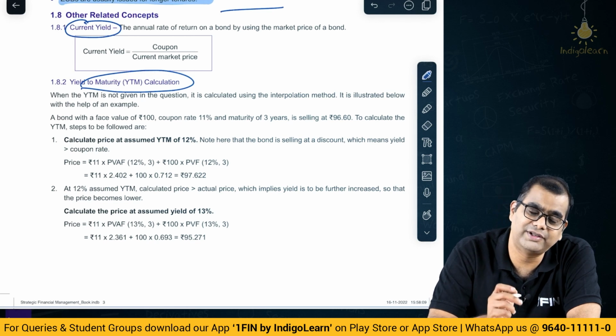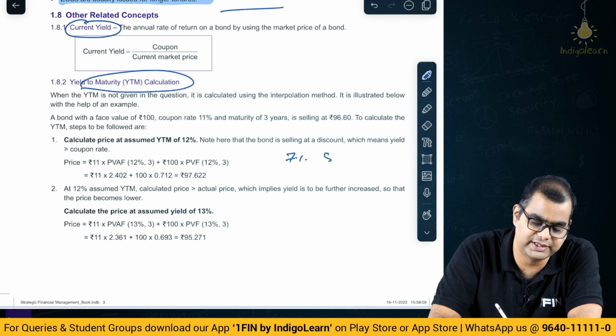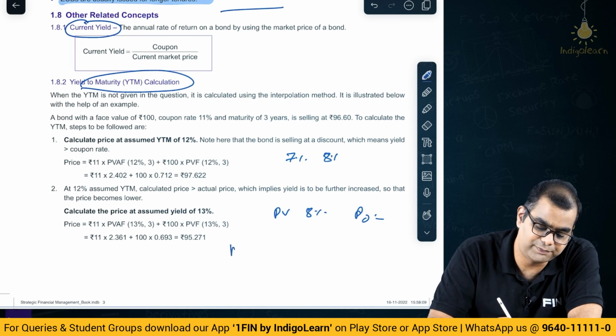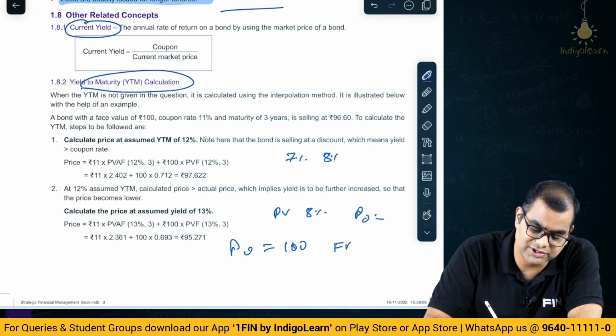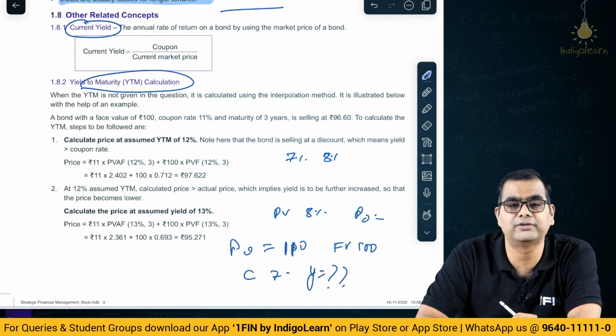See, I have told you that when yield is given, price can be found out. So, let us say coupon is 7% and yield is 8%. You can compute present value at 8% and find out the price, right. However, what if price is given as 110, and your face value is 100, coupon is 7, yield is equal to question mark. How do you find out that?